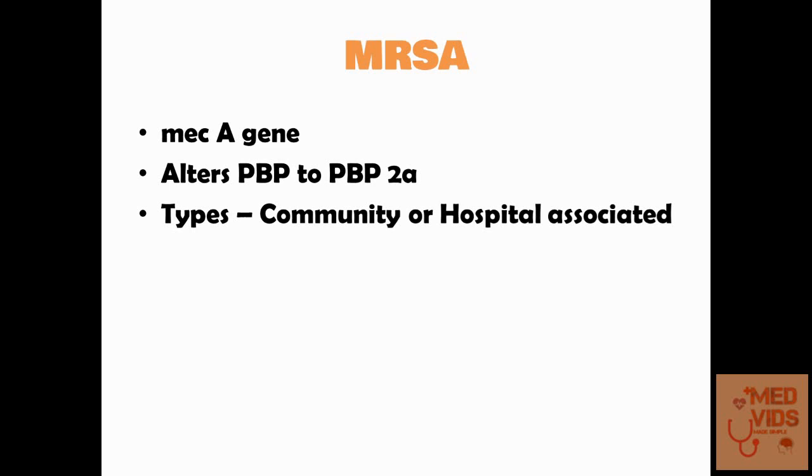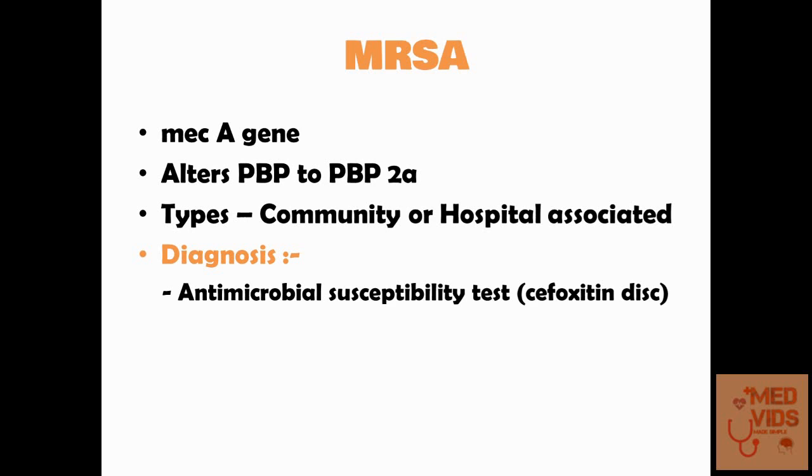Okay, so methicillin-resistant Staphylococcus aureus usually causes two types of infections, known as community-associated infections or hospital-associated infections. The community-associated methicillin-resistant Staphylococcus aureus infections are usually more virulent, whereas the hospital-associated ones are comparatively less virulent but are multi-drug resistant. Diagnosis is done by an antimicrobial susceptibility test using a cefoxitin disc, and polymerase chain reaction can help to detect the mecA gene. Treatment of methicillin-resistant Staphylococcus aureus is mostly by vancomycin.